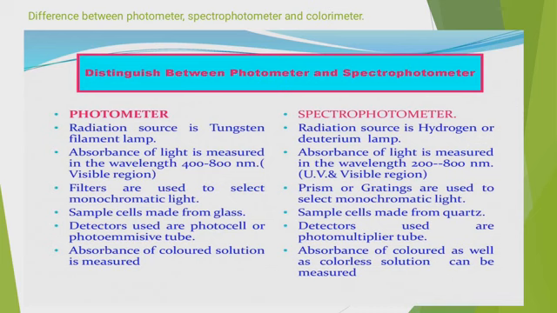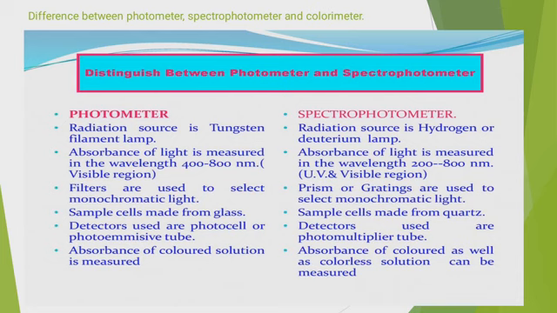The radiation source in the photometer is a tungsten filament, simply the tungsten wire used in our bulbs, that is, the tungsten lamp. The radiation source in the spectrophotometer is a hydrogen or deuterium lamp. So this is the major difference between the photometer and the spectrophotometer.